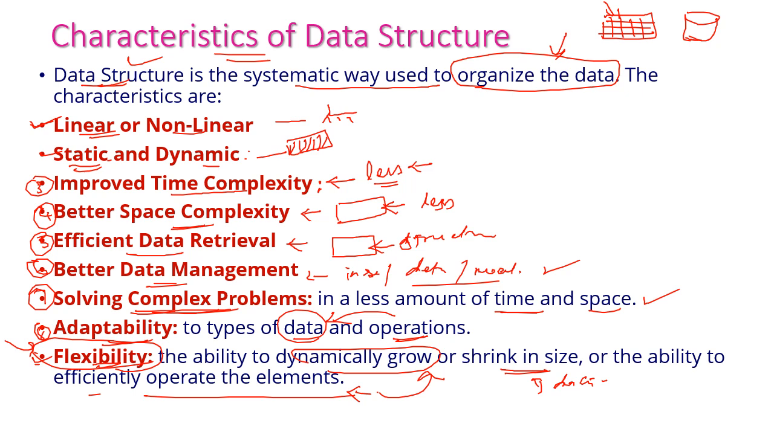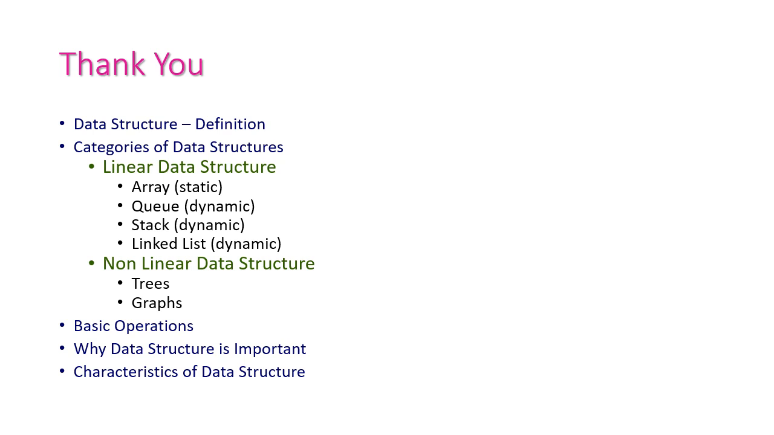So these are the important characteristics of data structures. In this class, we learned the definition of data structures and the categories of data structures. There are two basic categories: linear data structures and non-linear data structures. In linear data structures, we learned arrays, queues, stacks, and linked lists. In non-linear, we have seen trees and graphs, right? After that, we learned the four basic operations, and why data structures are important. After that, we have seen the characteristics of data structures.